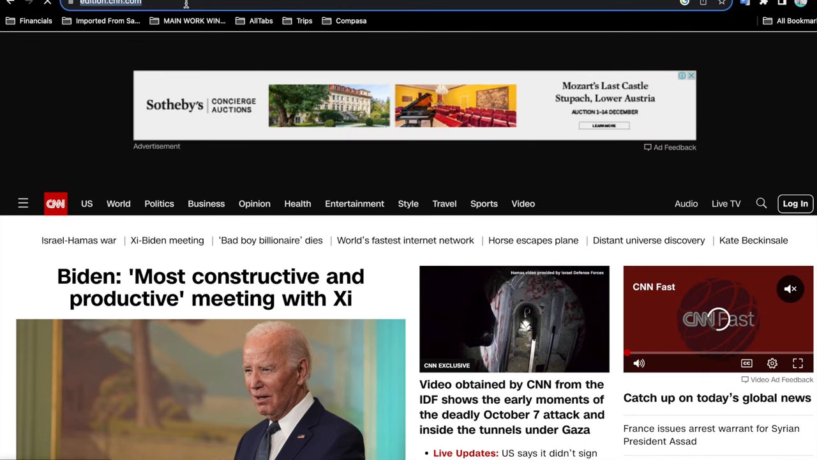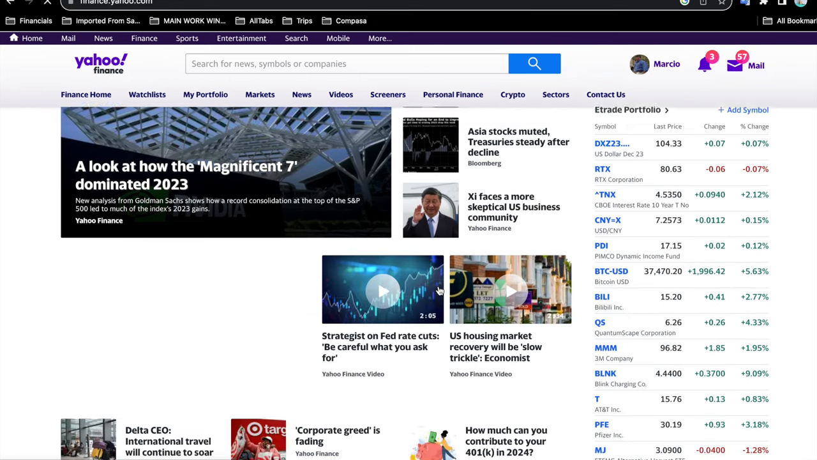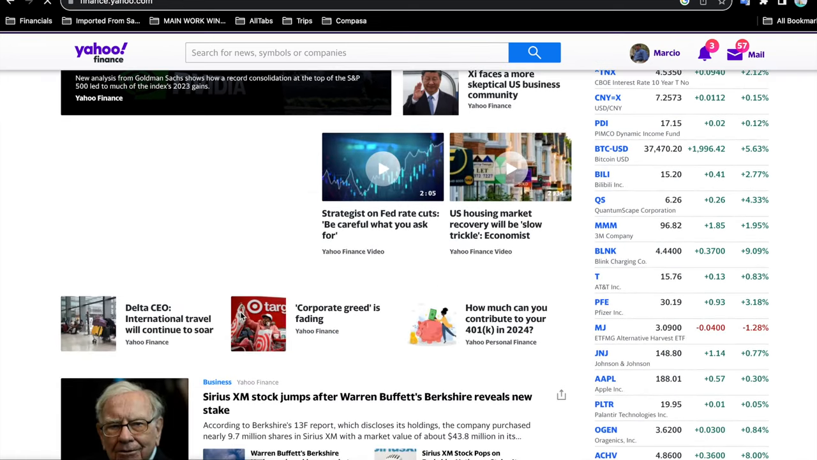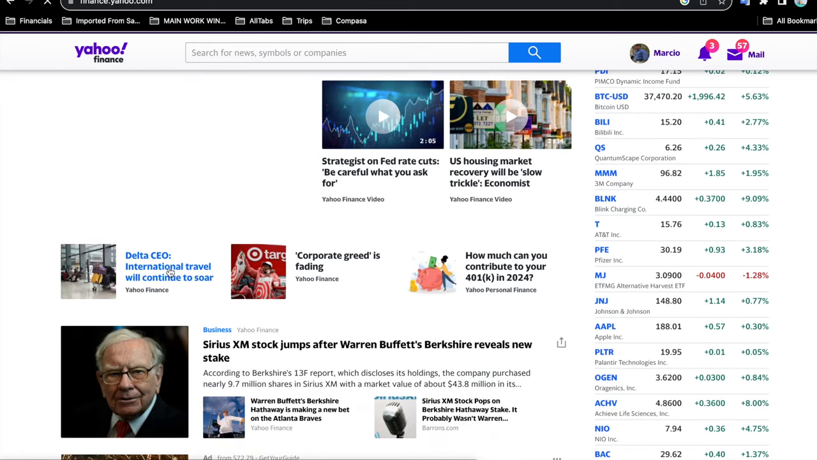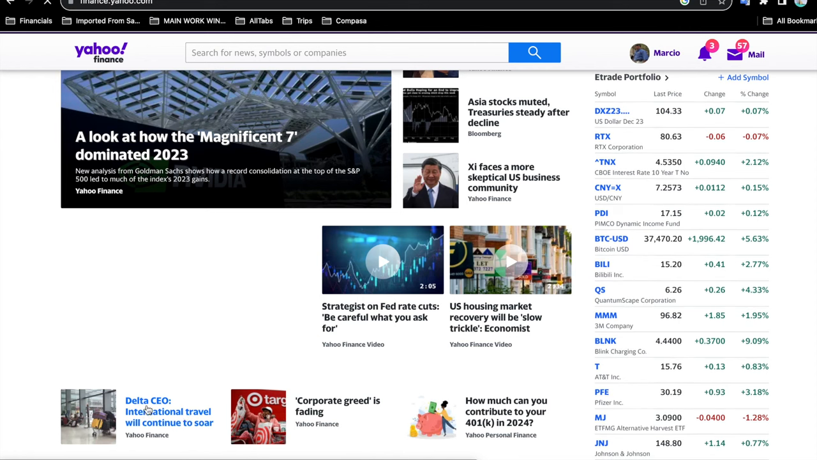Now there's also one that I use a lot, which is Finance Yahoo. This is, of course, business-specific information, and there's a whole bunch of outlets here, right? But they can give you a lot of information on particular companies that they might be interviewing, right? Delta being upbeat about international travel is a good thing. Of course, that relates to Boeing, so that's also a good thing.